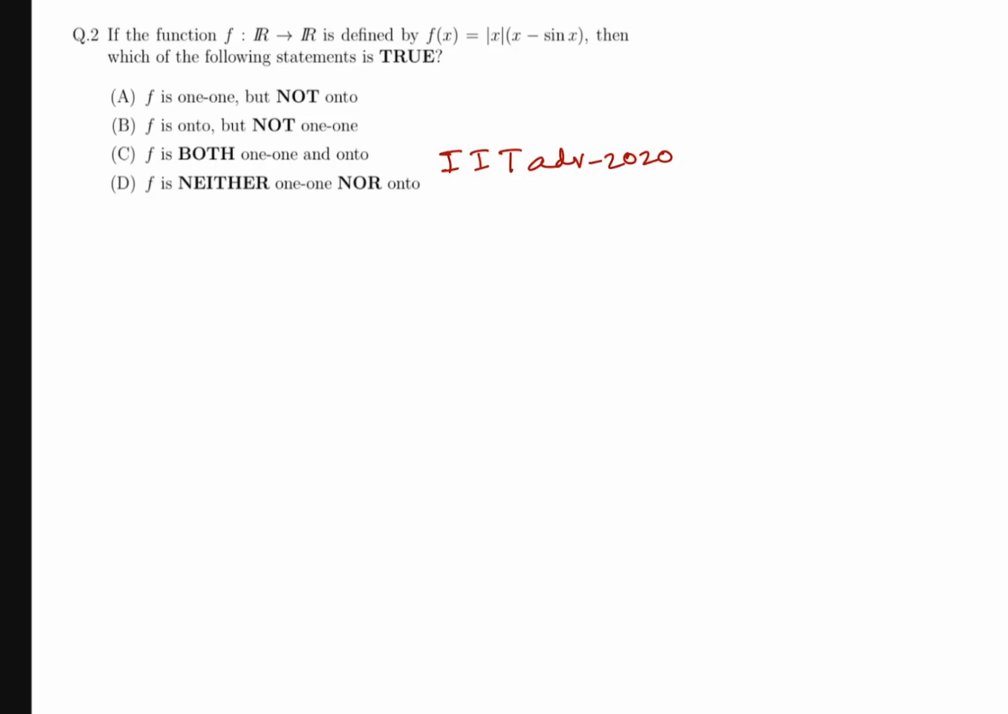Hello students, today we will discuss a problem of IIT Advanced 2020. Given a function f: R to R defined by f(x) = |x|(x - sin x). We have to check whether the function is one-one or onto. This problem provides important concepts of functions, monotonicity, and a graphical approach for efficient problem solving.